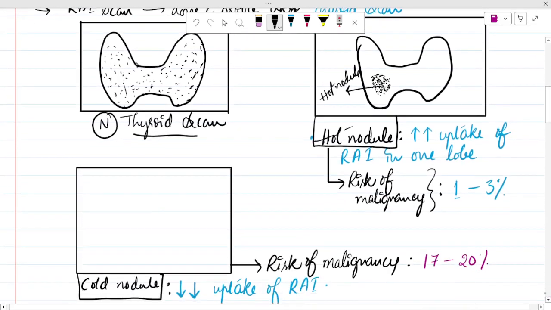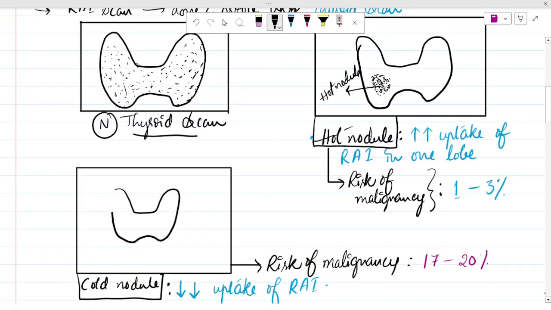Whereas in some other conditions, for example, this is a thyroid, you see a decreased uptake. This normal thyroid tissue has complete radioactive iodine uptake, but this tissue is devoid of uptake. There is a decreased radioactive iodine uptake. That is what is called a cold nodule.